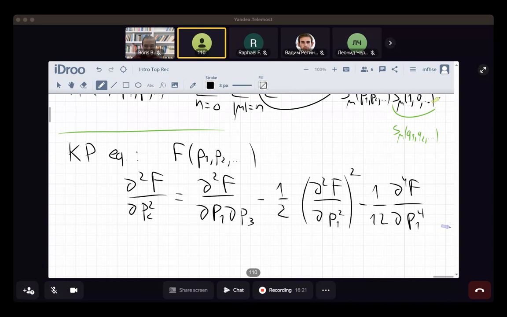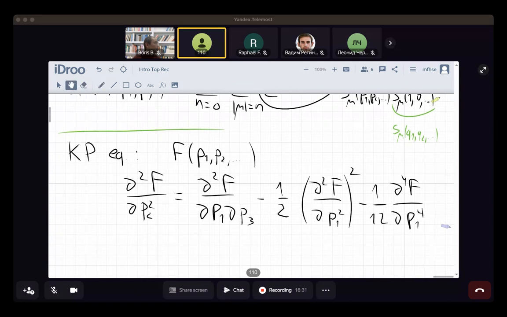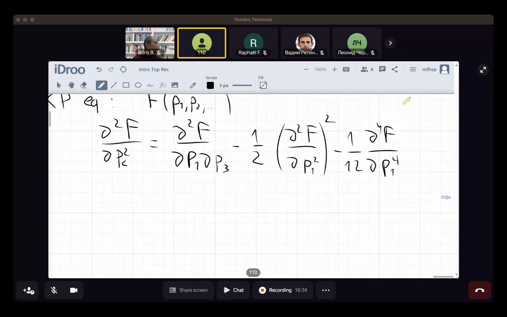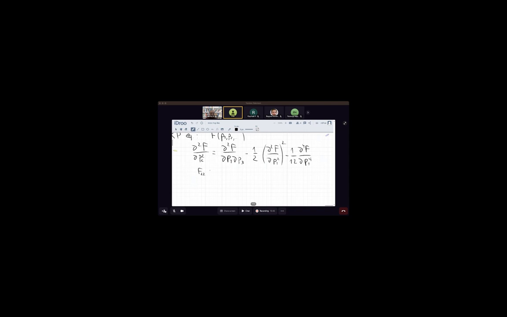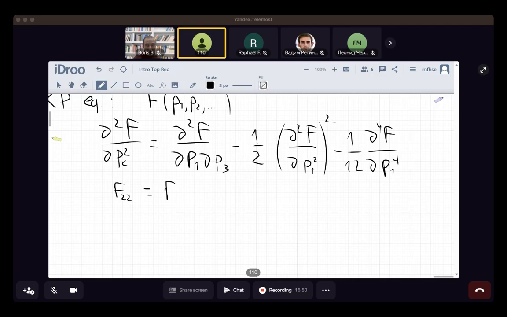So for instance, the next one is, let me introduce some notation which we will use. So this can be more complicatedly rewritten as: F2 is just the derivative with respect to P2 and then again with respect to P2. So F2 is equal to F13 minus 1/2 F11 squared minus 1/12 F1111. Okay? So this is the same.